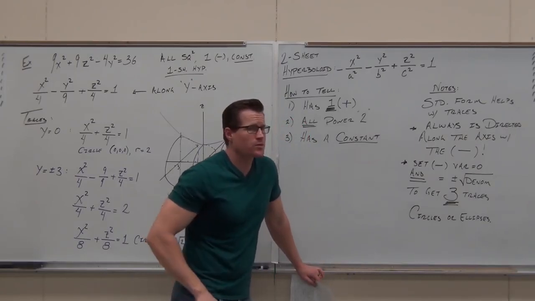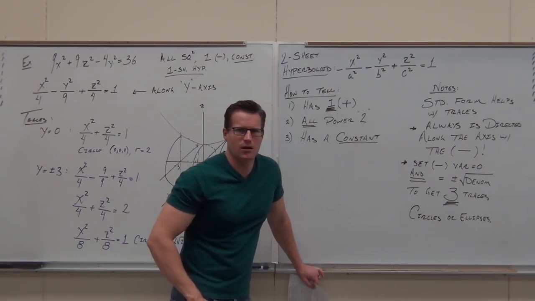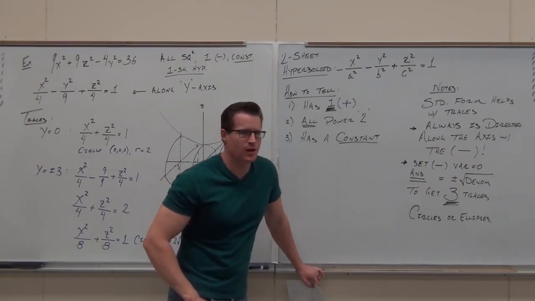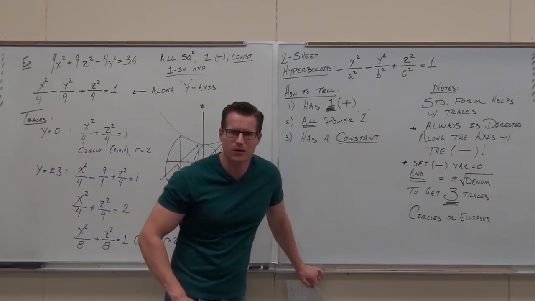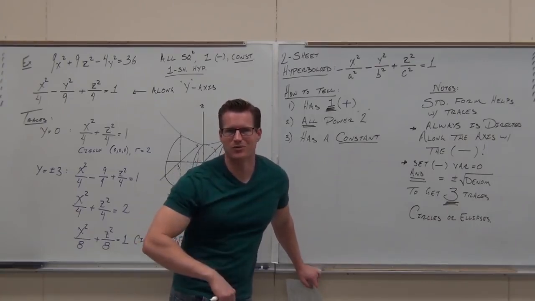Again, standard form helps the traces. Again, it's always directed along the axis with the minus. How many axes have minuses now? That's a problem. That can't work, so let's change it. What do you think it's going to be directed along? It's always like the odd man out, which is kind of nice.